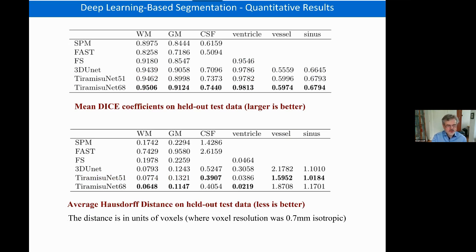Here, the Dice coefficient measures the overlap between the obtained segmentation and the ground truth expert labeling of held-out validation datasets. Also, another commonly used metric, the Hausdorff distance, reveals the superior segmentation results of the Tiramisu network.